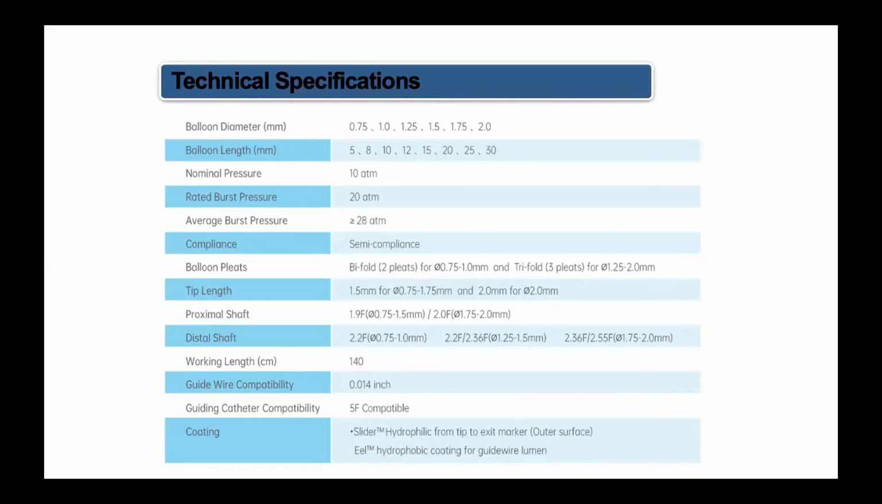Its proximal shaft is 1.9 French, and 2 French for the 1.75 and 2 millimeter balloons. The working length is 140 centimeters. The guide wire it goes over is 0.014 inch. The guiding catheter, it's compatible with 5 French, and the coating is a slider hydrophilic from tip to exit marker. It's a hydrophobic coating for the guide wire lumen.